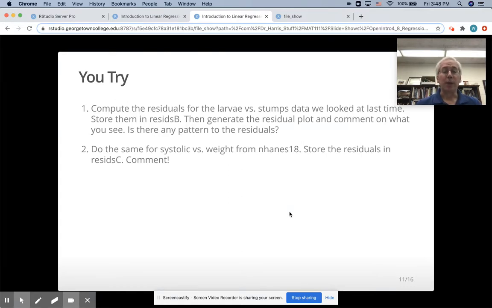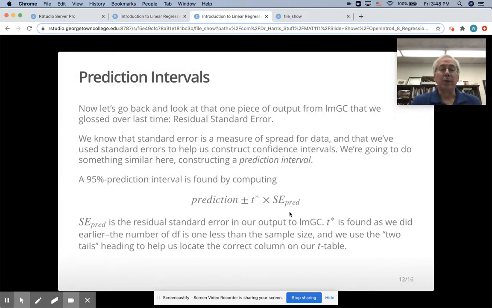So that's residual plots. Now let's talk about prediction intervals. And I pointed out some output to LMGC that we didn't address in the previous slideshow, and that was the output for residual standard error. We've seen in this course that standard error is somehow a measure of how spread out data is, and the primary thing that we've seen standard error used for in the past is to construct confidence intervals.